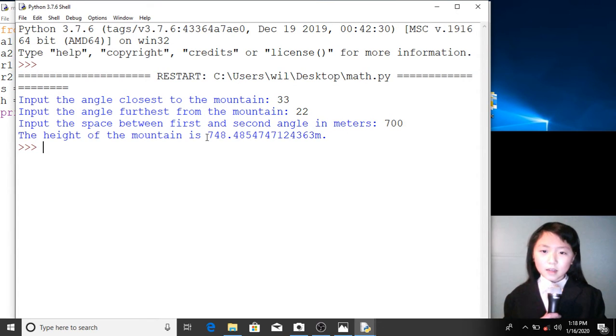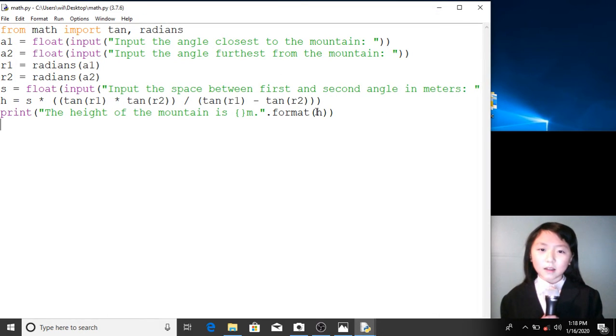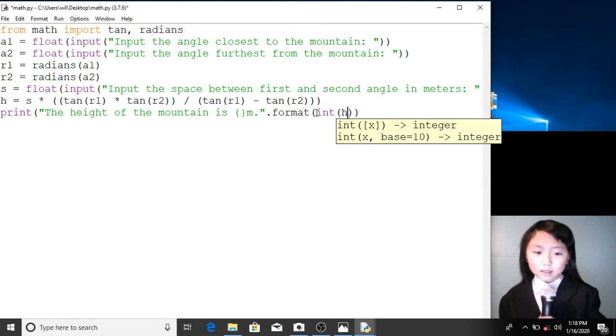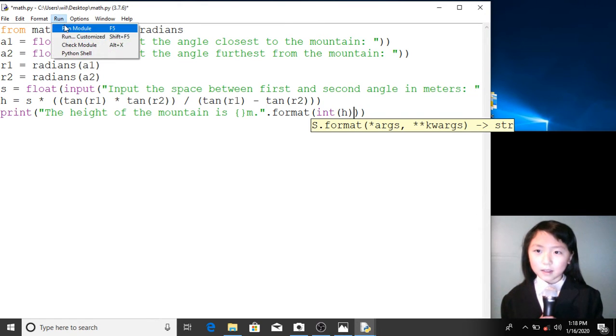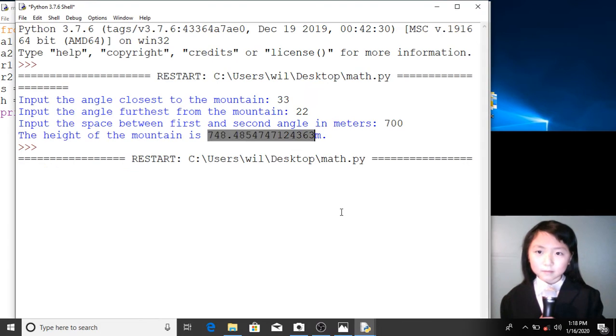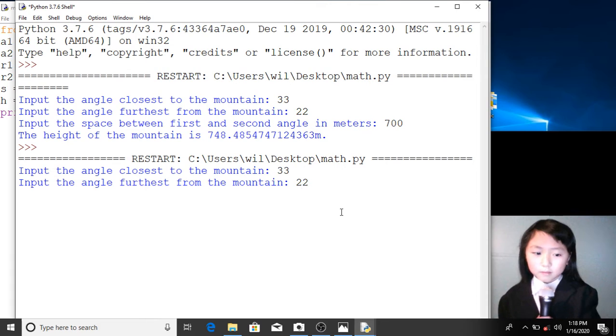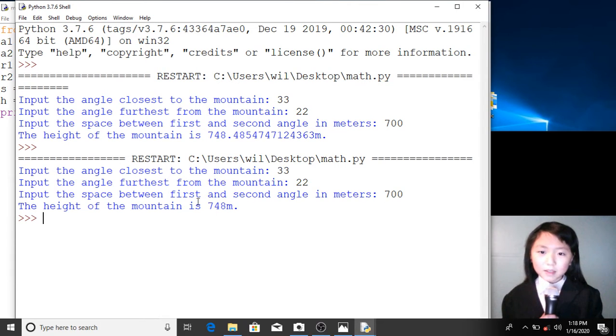Here we get this answer. This is a really accurate answer, but if you want to round it to the nearest digit, just put an int here. Let me run again. And we get what we got previously.